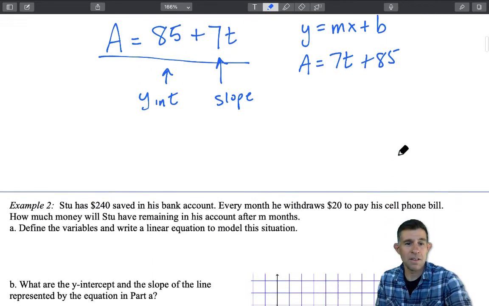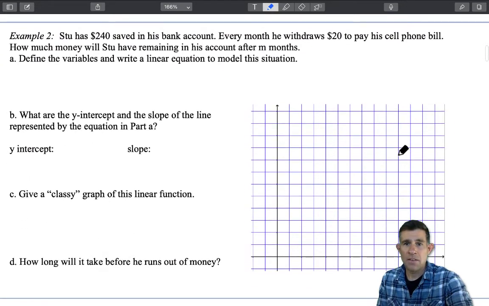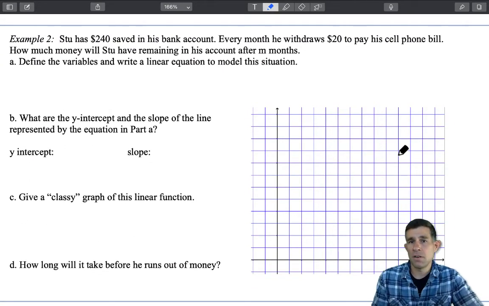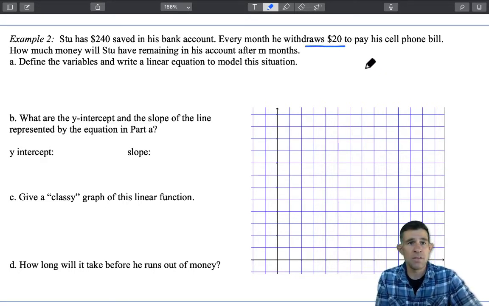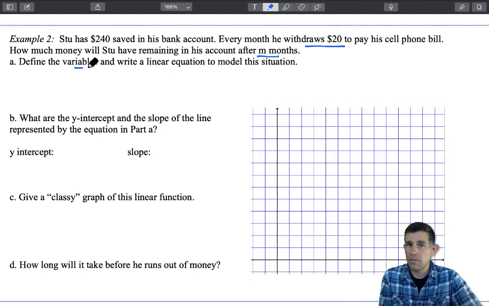All right, example 2. Now we're going to add to that a nice little picture of our linear function. Stu has $204 saved in his bank account. Every month he withdraws $20 to pay his cell phone bill. How much money will Stu have remaining in his account after m months? So let's start off by defining our variables and writing a linear equation.